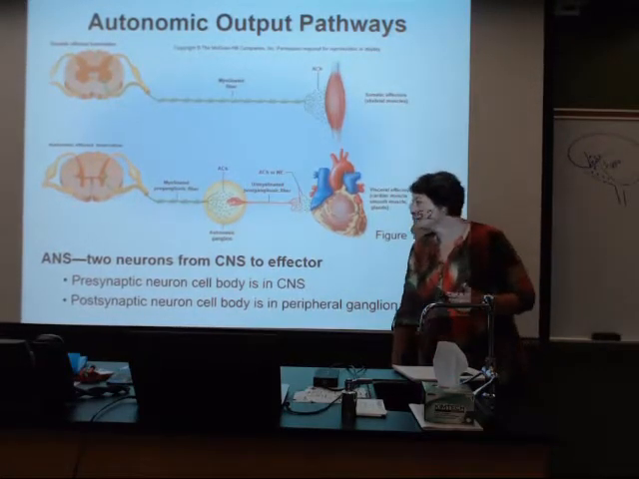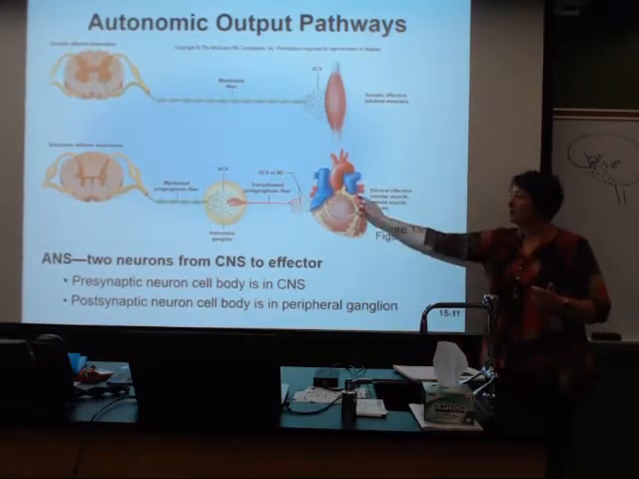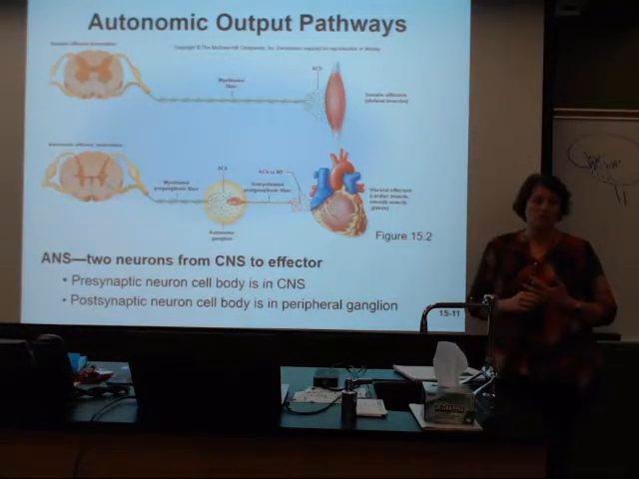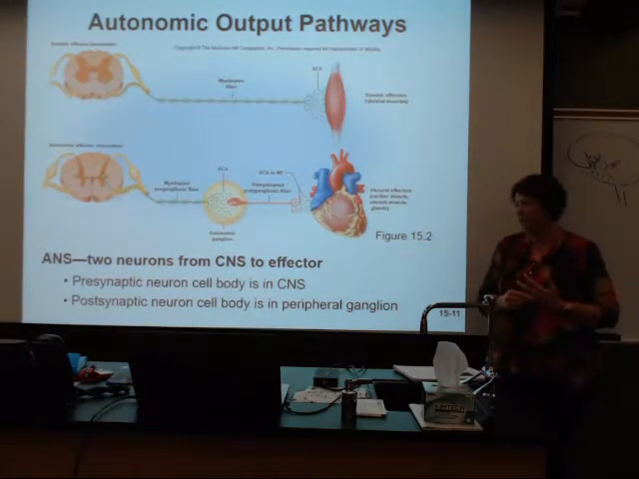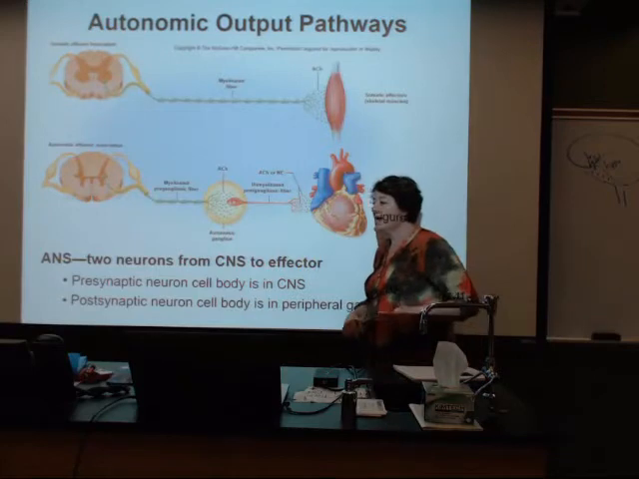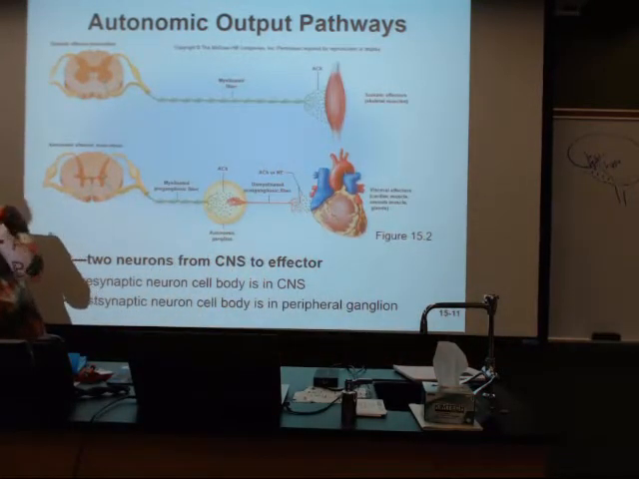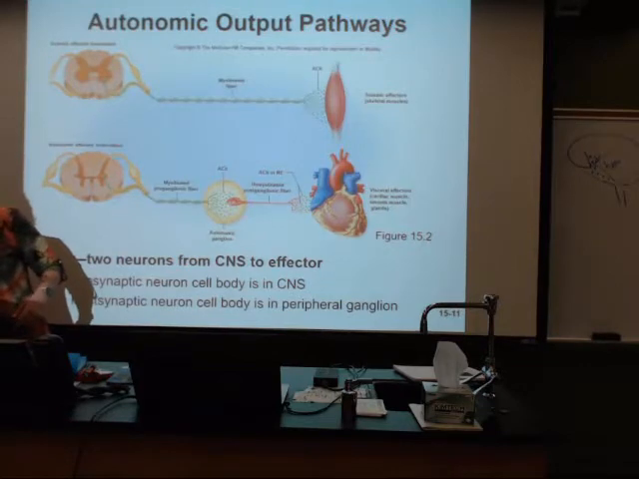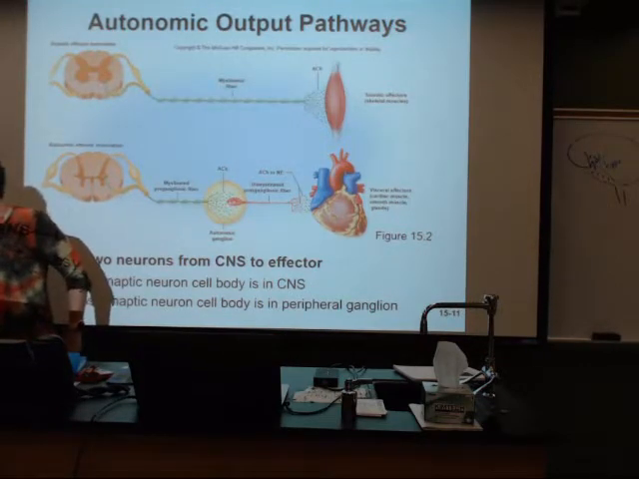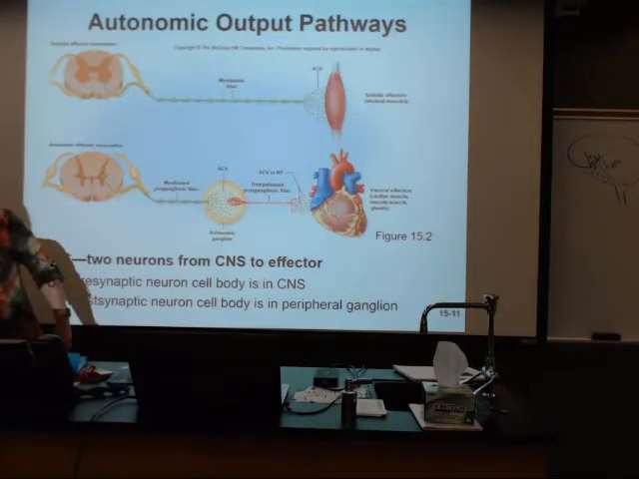So, two neurons it's considered to have. My presynaptic, my postsynaptic, based upon the ganglia. Is the pre-ganglion fiber doing the same thing as the presynaptic neuron? Yes. Preganglionic, presynaptic.